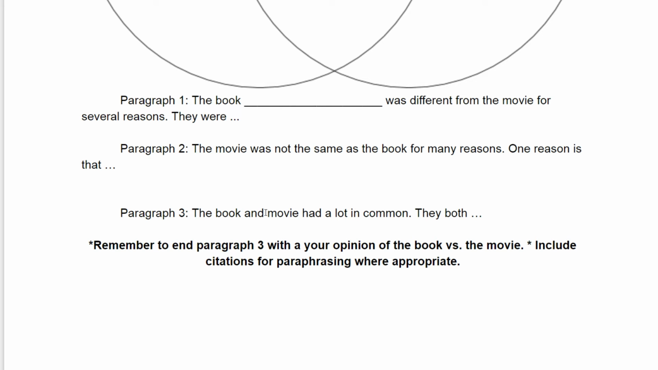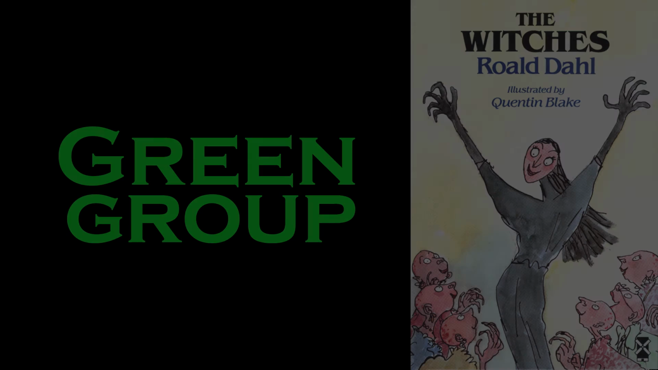And then paragraph 3, the book and movie have a lot in common. They both... So you're going to tell me what happens in both of them. Here in your asterisk, it says remember to end paragraph 3 with your opinion of the book versus the movie. So which one you liked better. And then include citations for paraphrasing where appropriate. You don't need a direct quote. If you do find one that you like, you may of course include it.